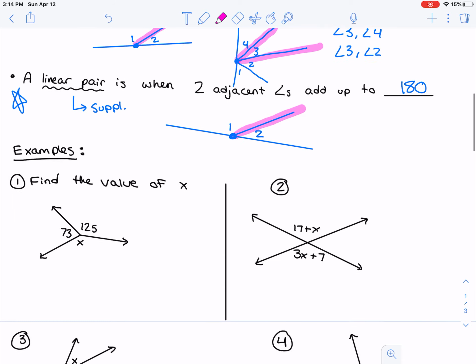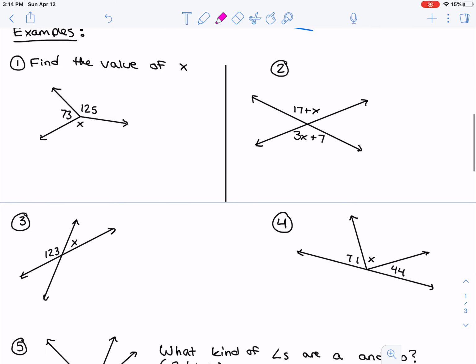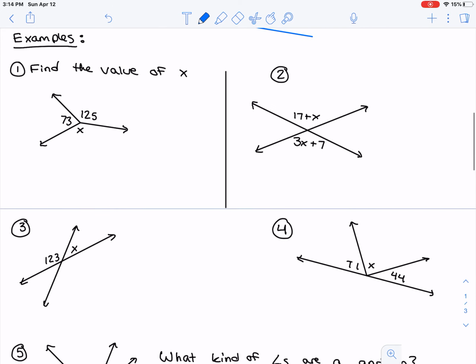All right, so moving on, we've got 6 examples here, and they're really similar to some of your Edulastic ones, so hopefully that will help you. Looking down here at number 1, we have a little bit different problem than what we were talking about with the angles up above.